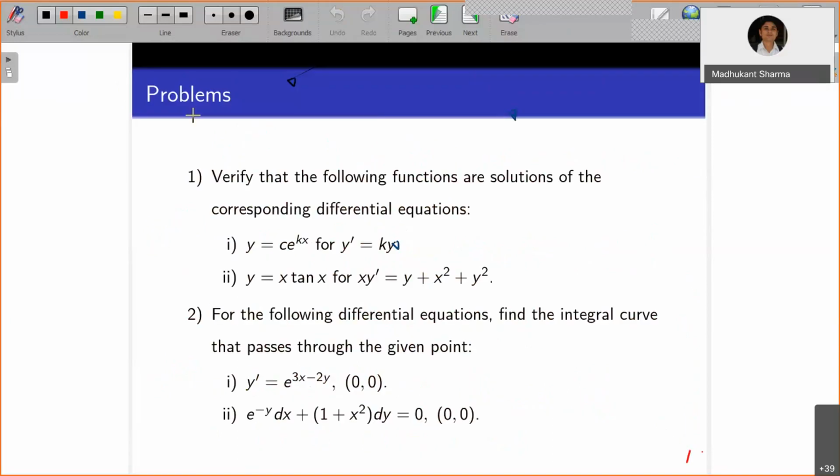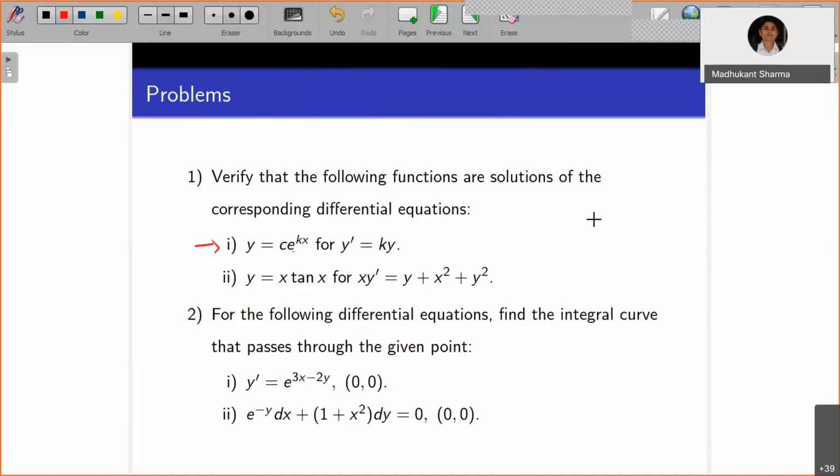So these problems I can certainly state here. The first part: y equals c times e to the power kx, for y dash x. What it is stating is, verify that the following functions are solutions of the corresponding differential equations. As I told already, to verify that y equals this satisfies it, you have to substitute, find y dash and see whether it satisfies the equation or not.